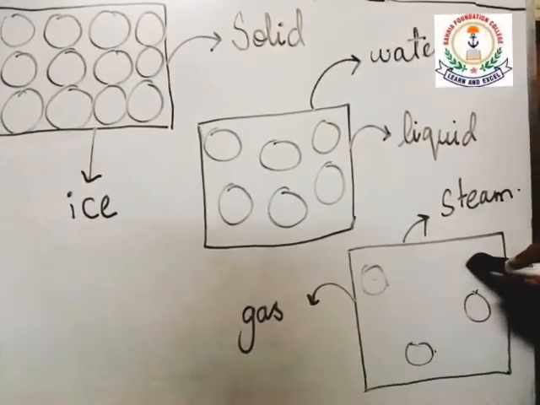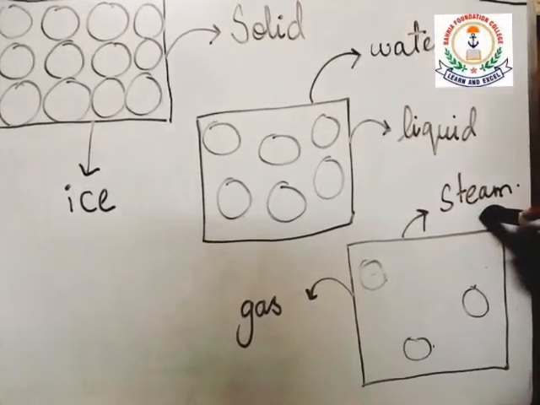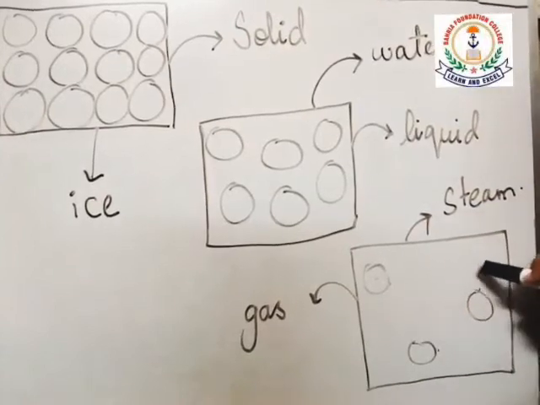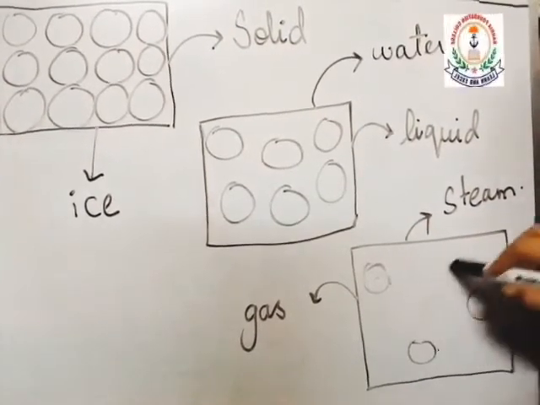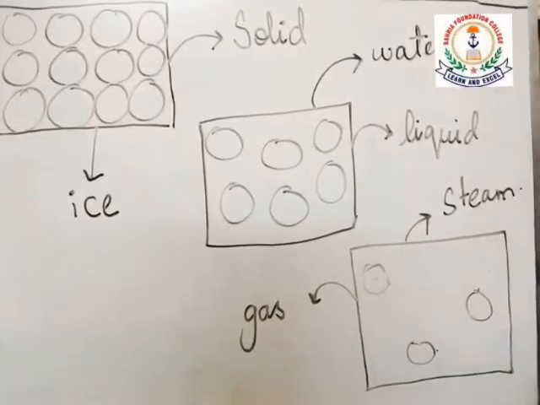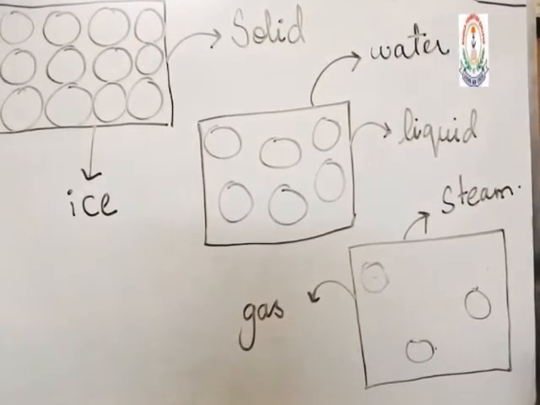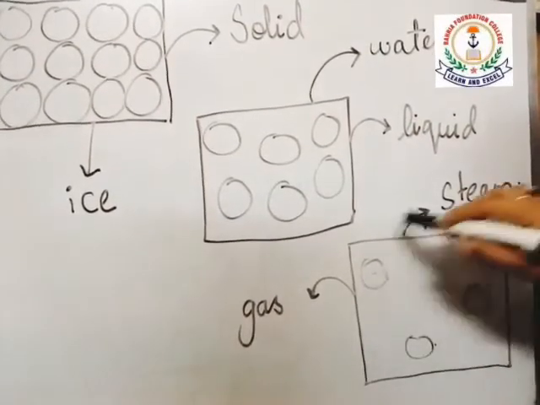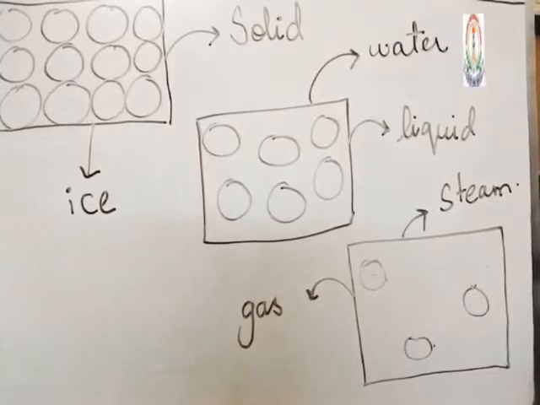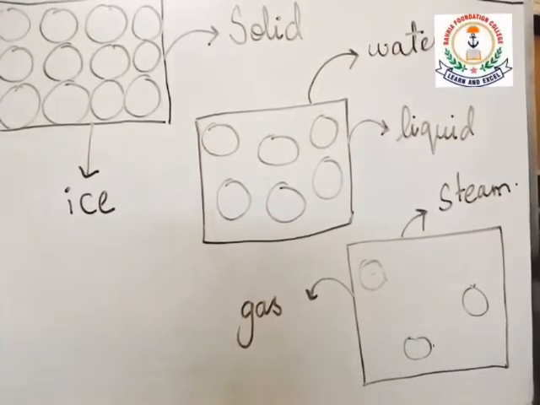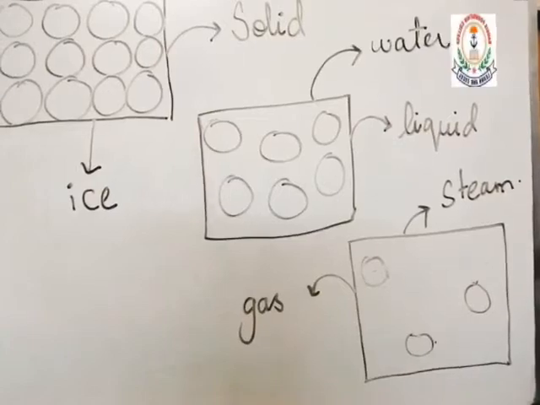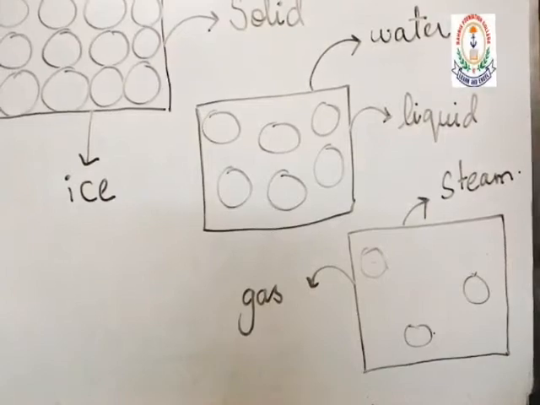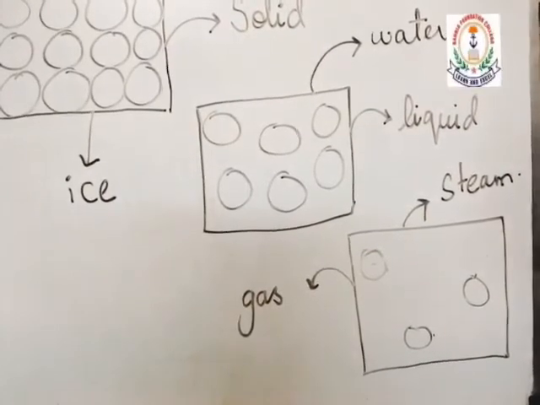Now let's discuss the particle arrangement of gases. As compared to solids and liquids, gases have more space between the particles. Gases have more heat energy because they have more space to move around. Particles move very quickly and are free to move in any direction. And as I have told you before, the example is steam.